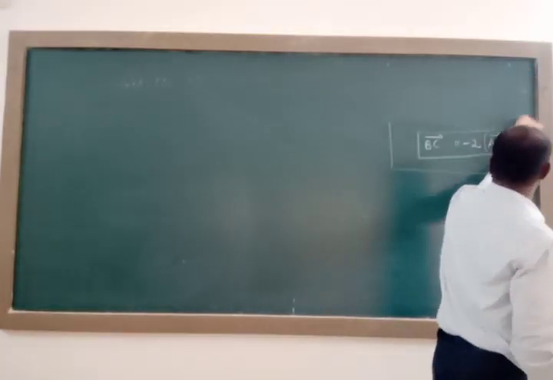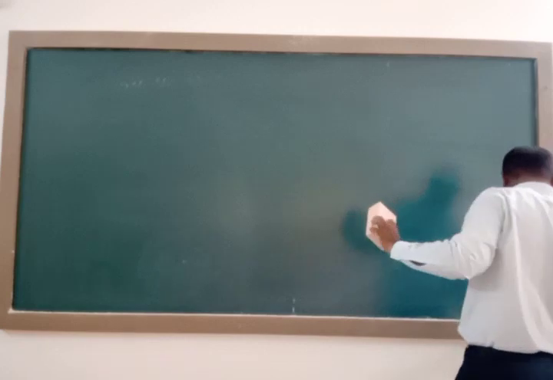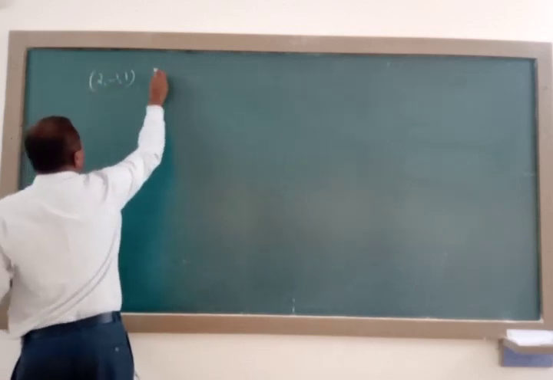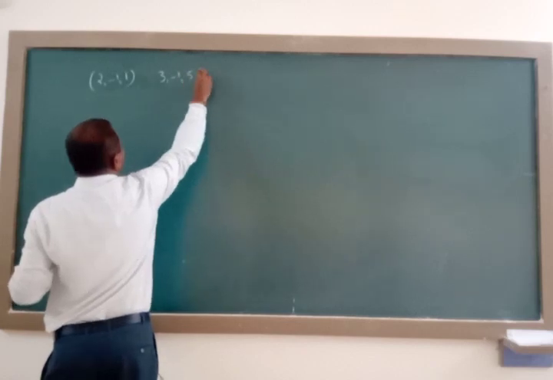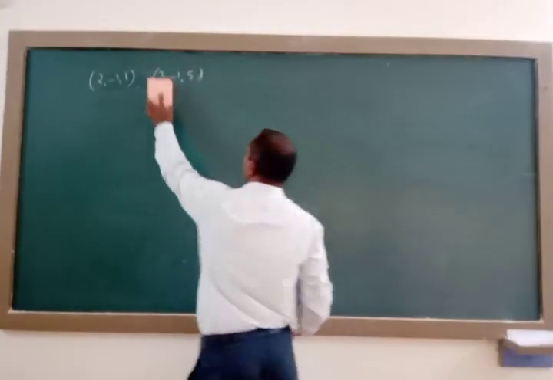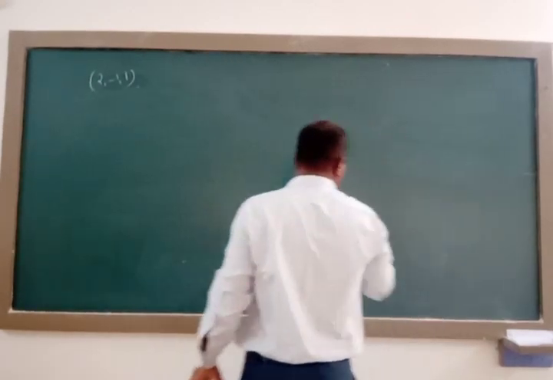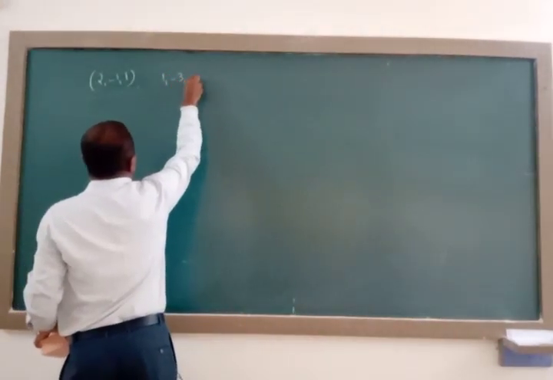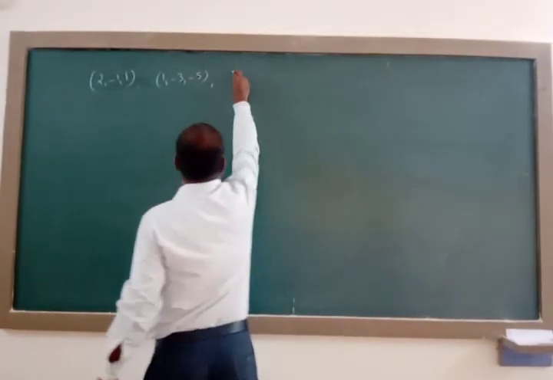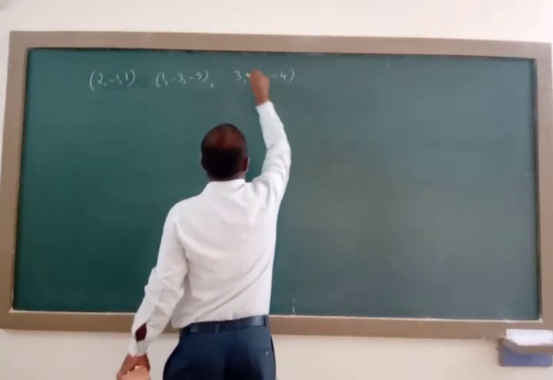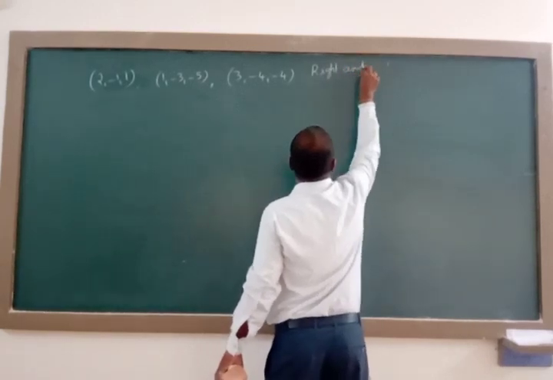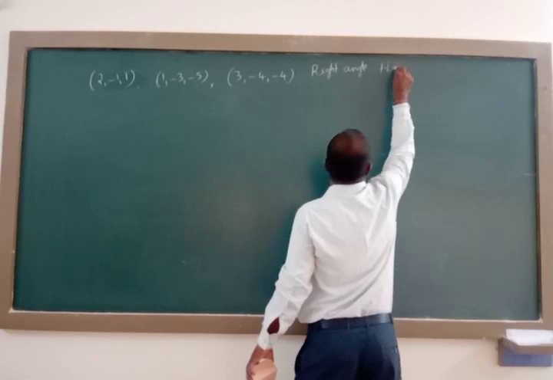This first question is: show that the points 2, minus 1, 1, and 3, minus 1, 5, and 1, minus 3, minus 5, and 3, minus 4, minus 4, are the vertices of a right angled triangle.